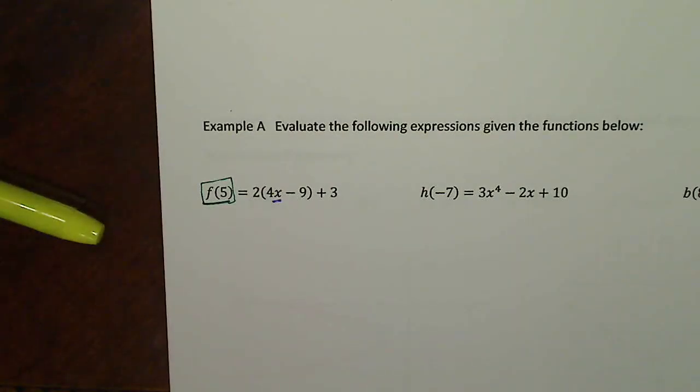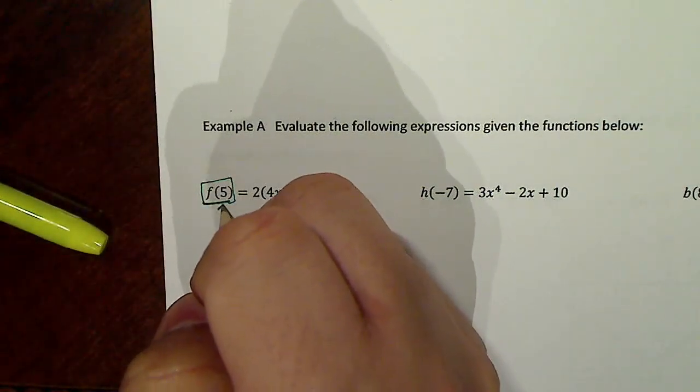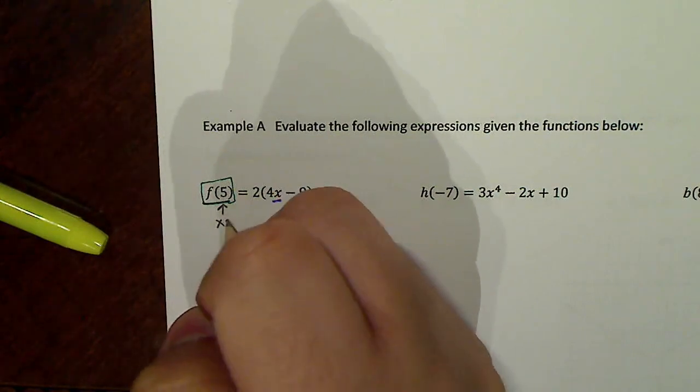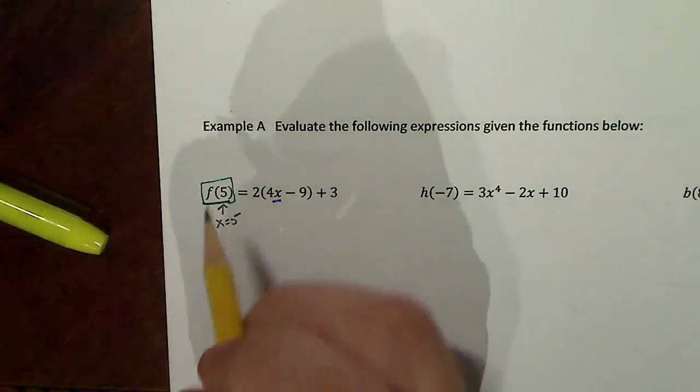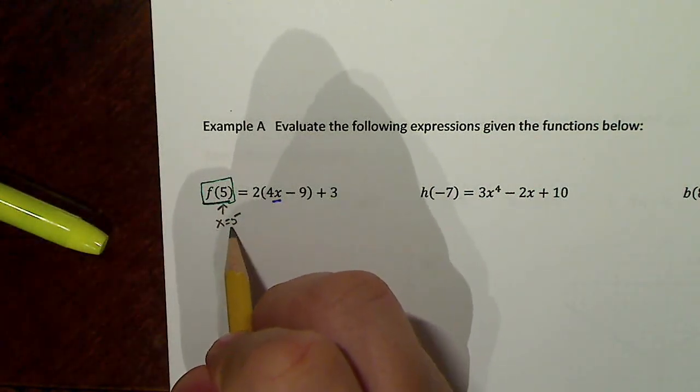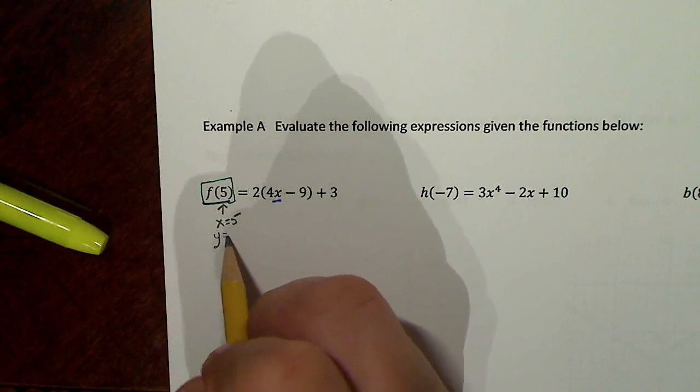Okay. But what it does mean is this. This 5 is telling me what the value of x is going to be. So it's basically telling me that x is equal to 5 at this point. So when I say what is f of 5, what I'm really saying is I know that x is equal to 5. Therefore, what would the y value be for the output?